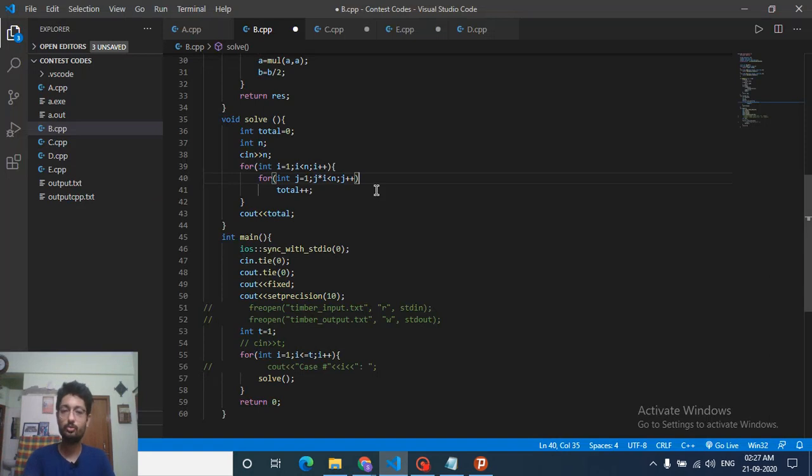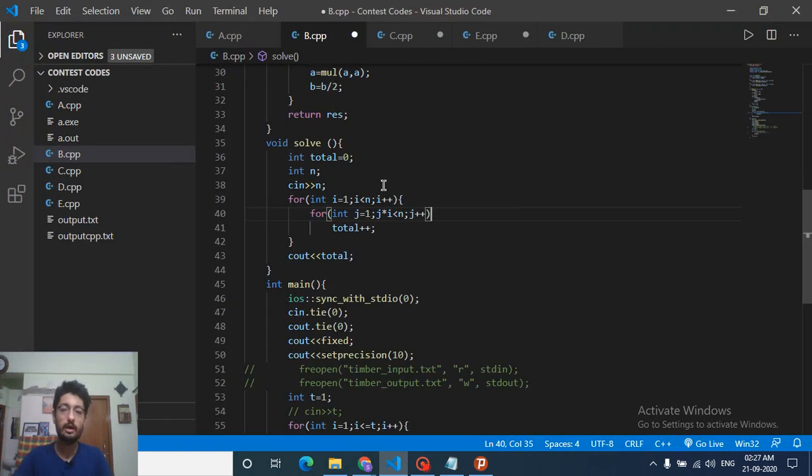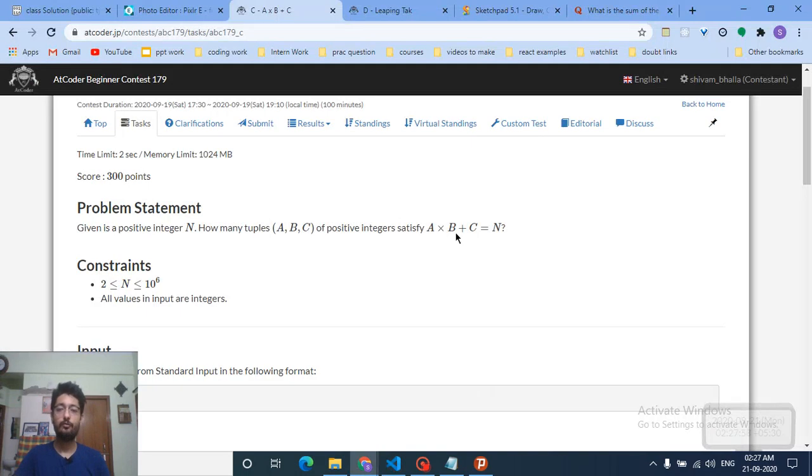So what you can do here is: to get the total number of tuples you can form, take an input of n, and then iterate over I, which denotes A, from 1 till n, and B, which is denoted by J, also from 1 till n. But I will only iterate such that I into J is less than n, which is A into B is less than n.